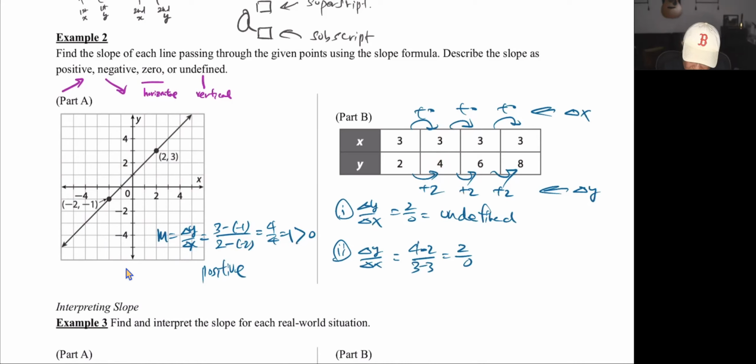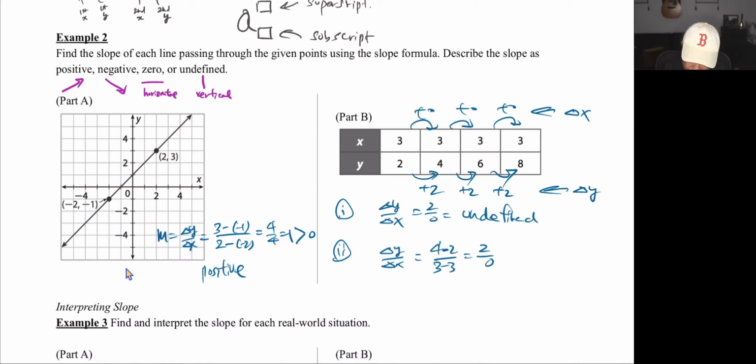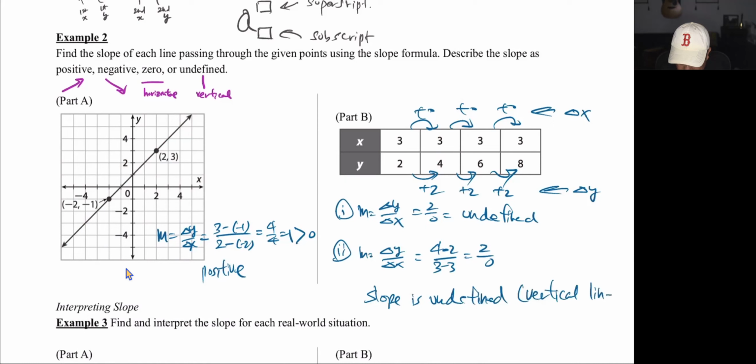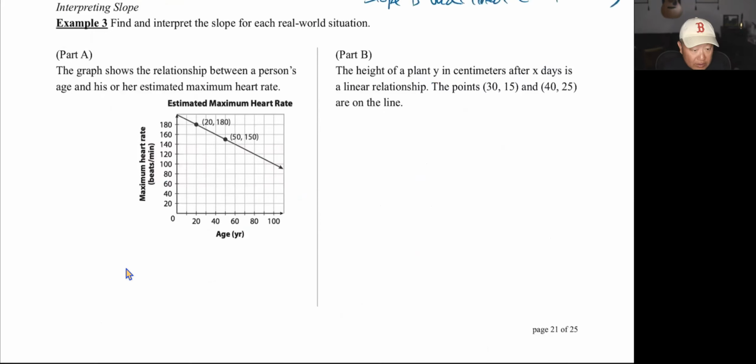Maybe I should have said m over here. Oopsie, m. And the slope over here is undefined, which means that it is a vertical line. Okay? All right, guys. Let's get to the next two, shall we?